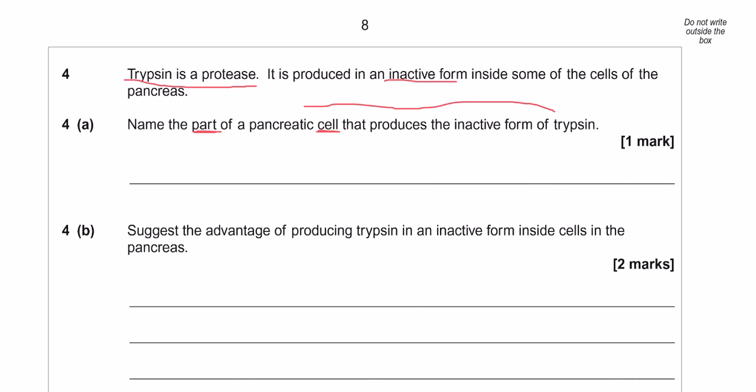Well, they give you a whopping great big clue in the stem of the question. It says it's a protease. Protease is made of protein, so therefore the answer must be either ribosome, or you can have the rough endoplasmic reticulum.